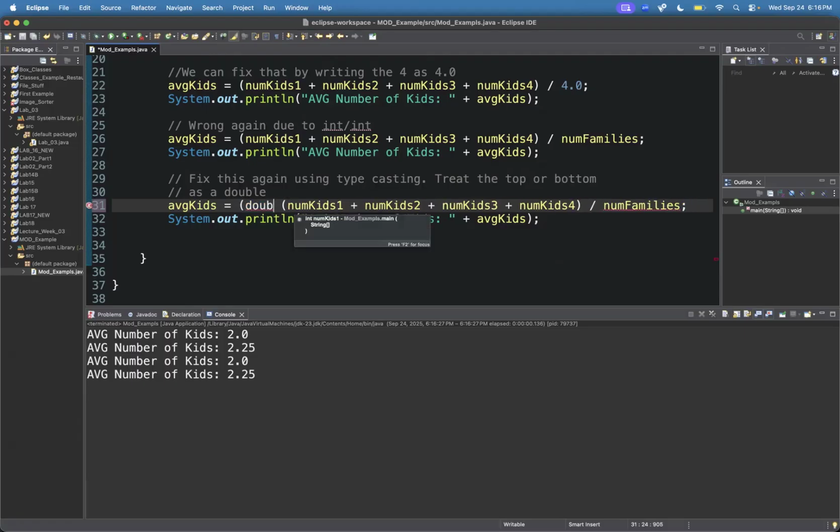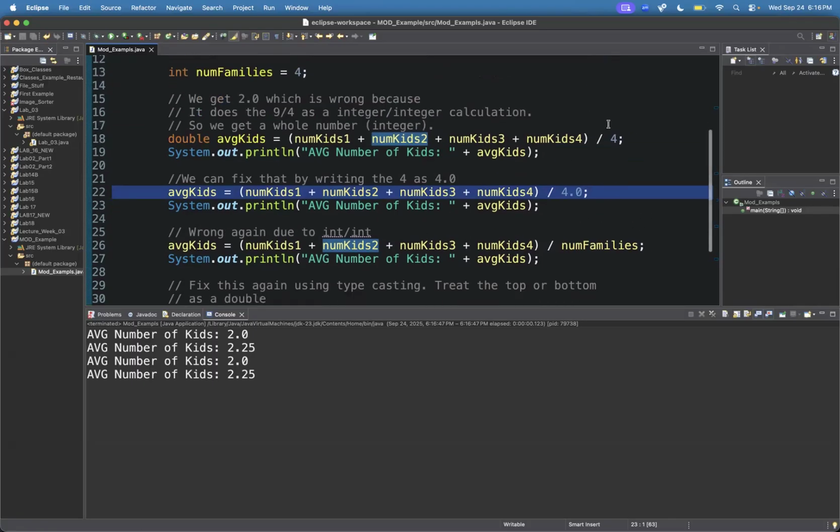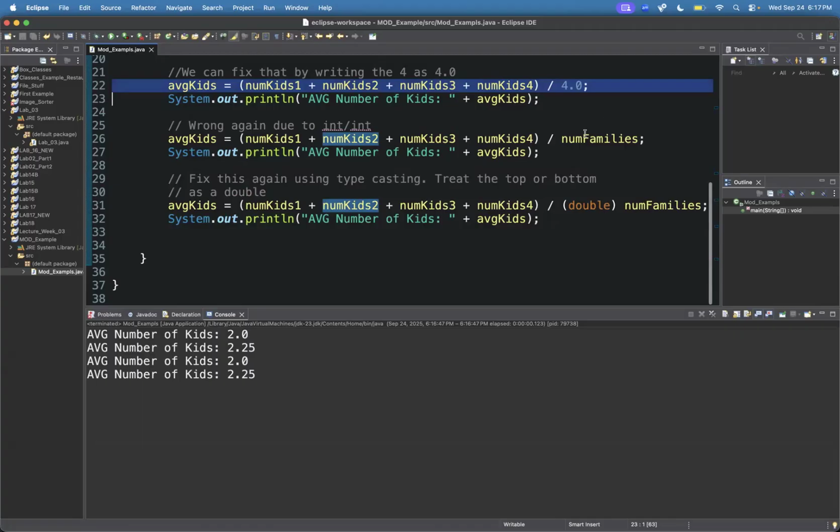Or, if you put the double over here next to the number of families, that's going to turn the number of families, which is 4, into a double, making it 4.0. So what we've done is we've made line 34 look basically like this to the computer. To us, it looks different. But when it's 4, that's a problem. When it's 4.0, that's good. Here it's variables, but num families is 4 and double num families is 4.0. So it's the same fix.